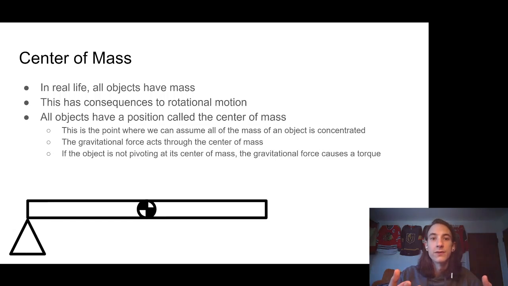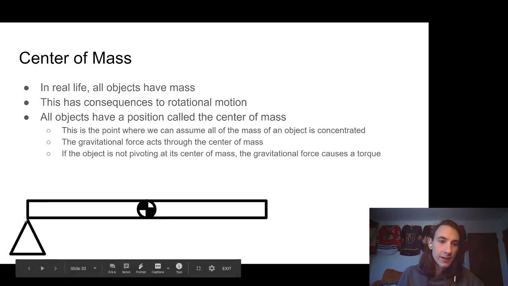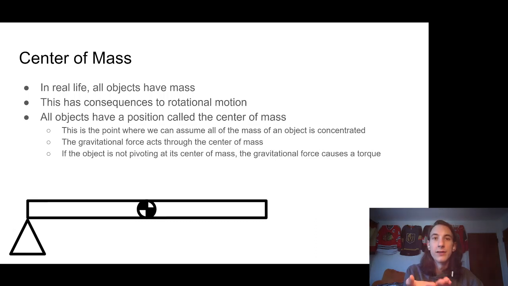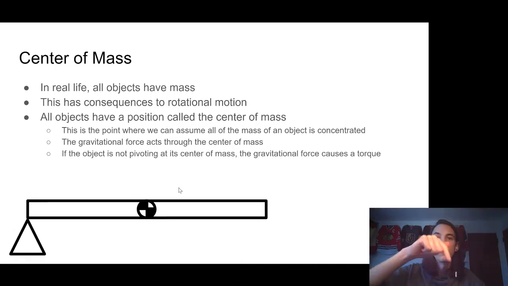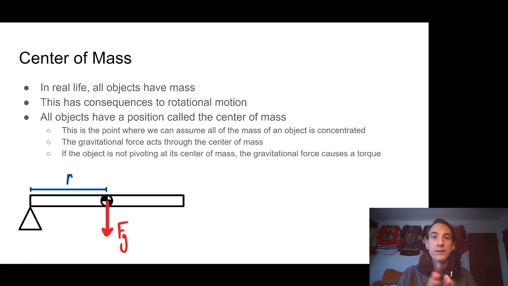The gravitational force acts through the center of mass, and if the object is not pivoting at its center of mass, then the gravitational force can cause a torque. Here we have this ruler or stick, with a pivot point down here. If we have a nice uniform ruler, we know the center of mass will be just at the middle. From everyday life, if we want to pick this up, we'd have to support it from the middle, through its center of mass. But if nothing is supporting the center of mass, the gravitational force acts through the center of mass, which is some distance away from the pivot point. That means there's a net torque acting on our object, which will cause it to rotate.